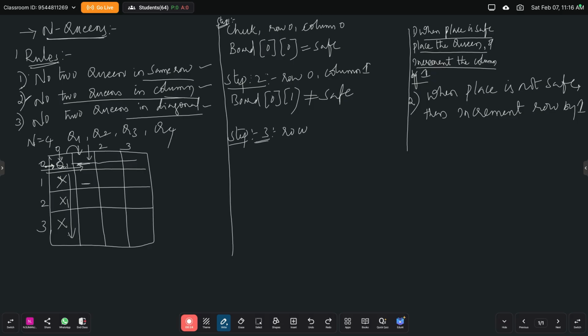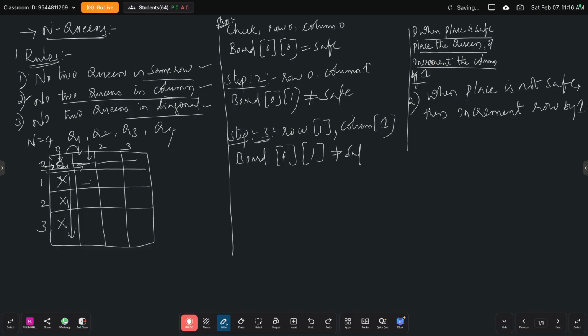What is our row now? Second row. Sorry, first row. Our row is the first row and our column is the first column. Where on the board? First row and first column. That place is this. Is this safe? No, it is also not safe.